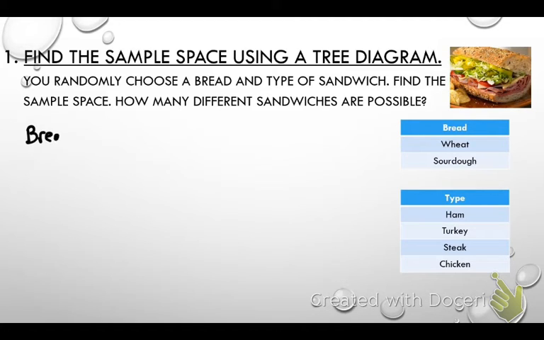So let's go ahead over here on the left-hand side. I want you to write the word bread. And there's 2 kinds of bread. What are they? Wheat and sourdough. Wheat and sourdough. So give yourself a little bit of space. The first one is wheat. The second one is sourdough.